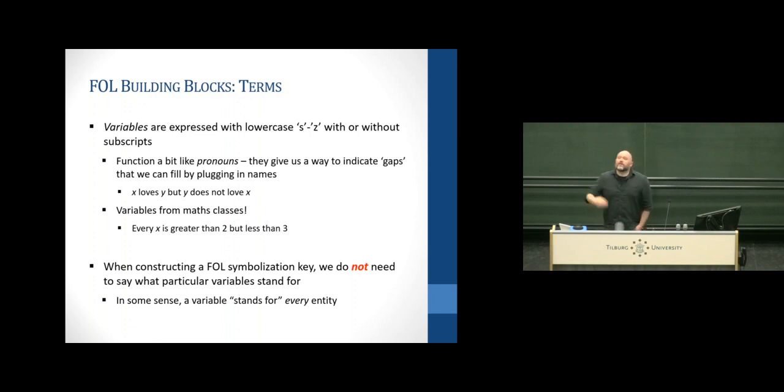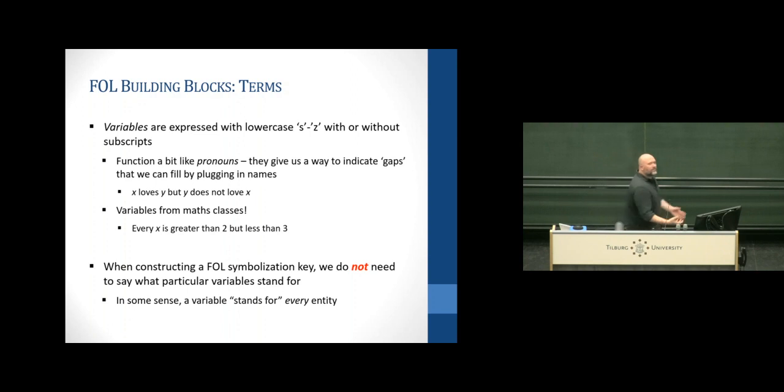So, we express them using the lowercase s through z. They don't function like names. They don't pick objects out. And because they don't function like names, a symbolization key doesn't need to tell us what they represent because they don't represent anything. In some sense, they stand for everything. They're just pronouns, and we'll need other bits of machinery to tell us how to replace them.